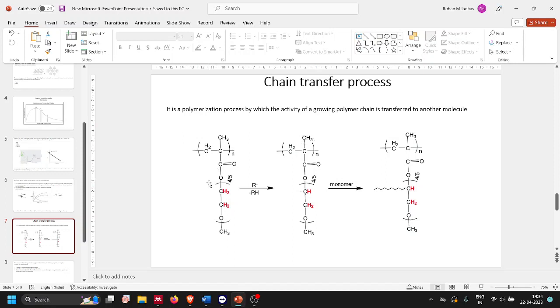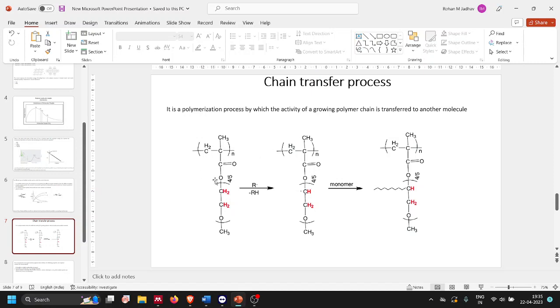First type is transfer to agent. The chain transfer agent, when the activity of the growing molecule is transferred to the chain transfer agent itself. So the transfer agents have at least one weak chemical bond, which facilitates the chain transfer reaction. So because of that, the transfer to the agent occurs.